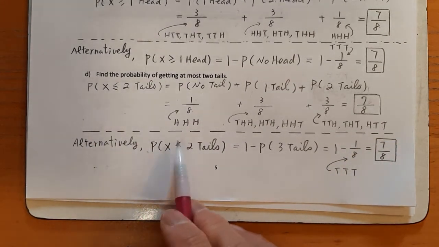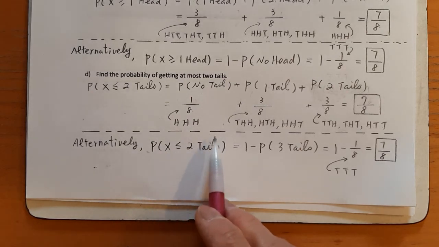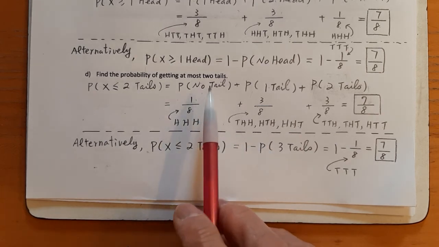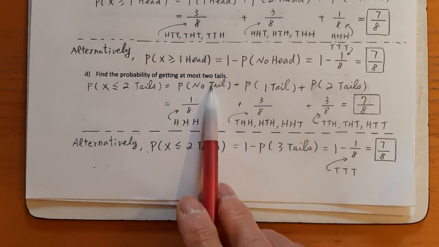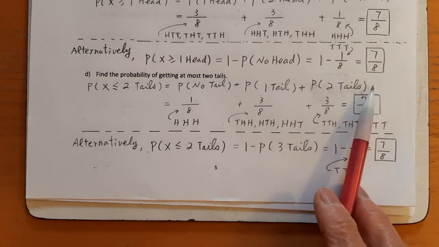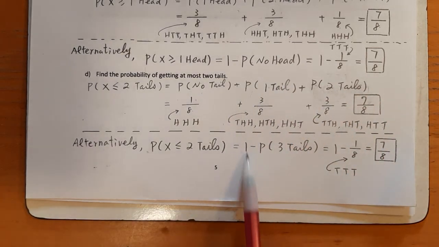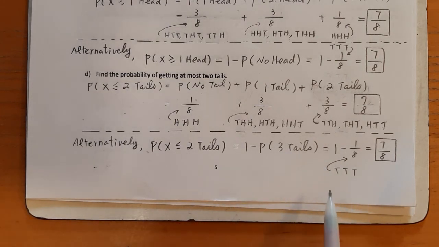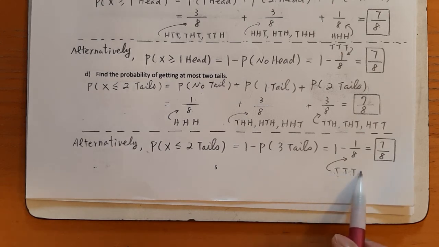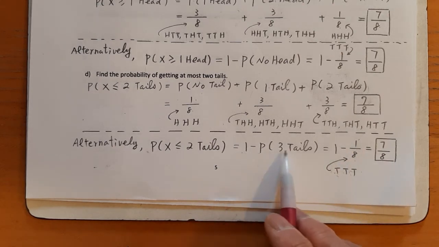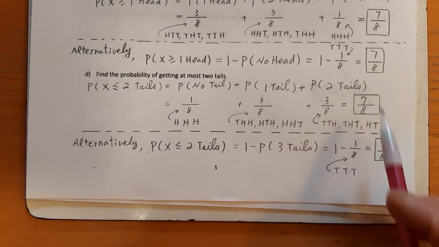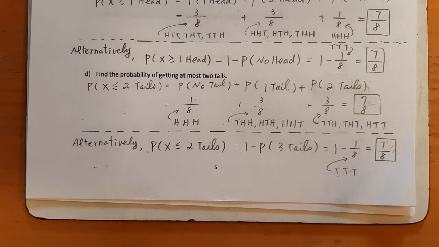Alternatively, the probability of x less than or equal to 2 tails is equal to the total probability, 1, minus. Less than or equal to 2 tails is 0 tails, 1 tail, 2 tails. So you just take off 3 tails. 1 minus the probability of 3 tails. And 3 tails means they're all tails. Only 1 outcome, they're all tails, is 1 out of 8. So the probability of 3 tails is 1/8. So 1 minus 1/8 is 7/8. The two should be the same answer, 7/8.